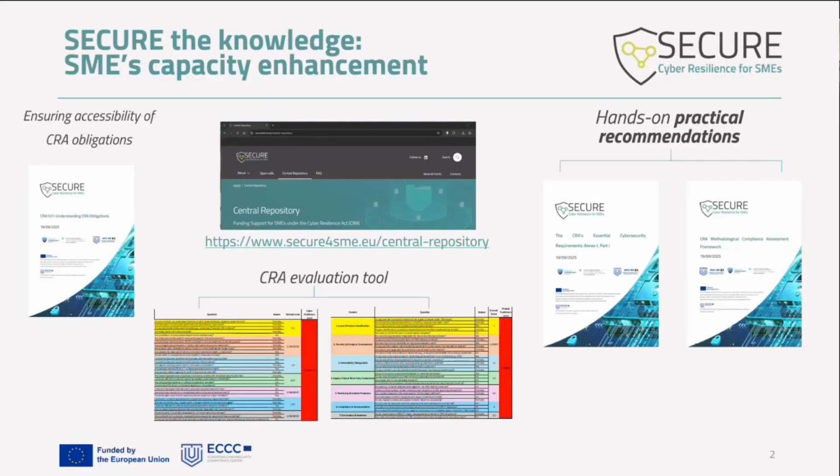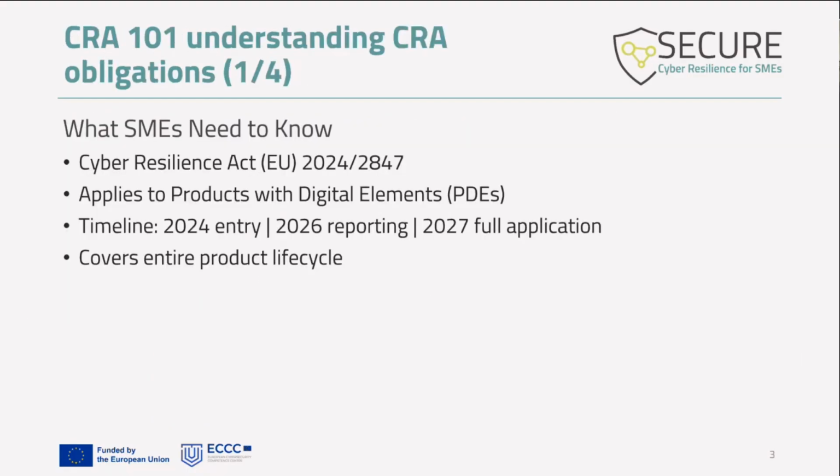So 3 guidelines and 1 tool are available on our SECURE project website. You can find them under the Central Repositories section. The first guideline focuses on CRA obligations, while the 2 others are more practical recommendations. So let's start with the CRA 101.